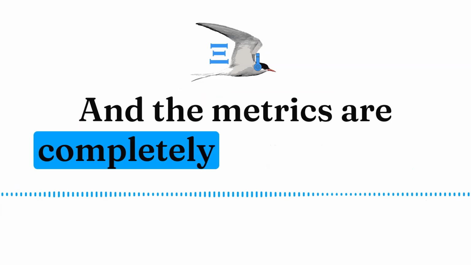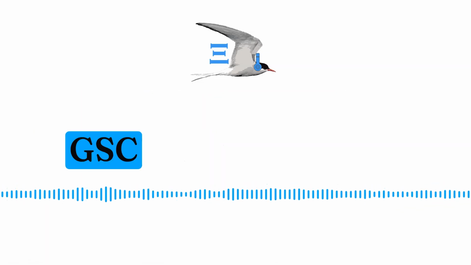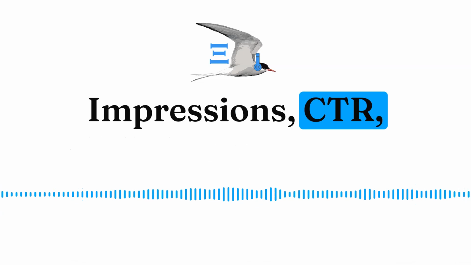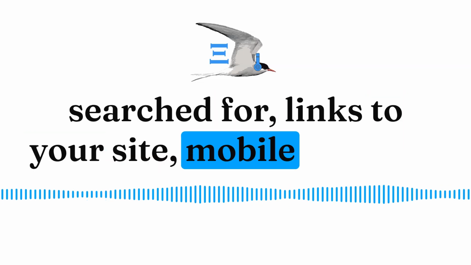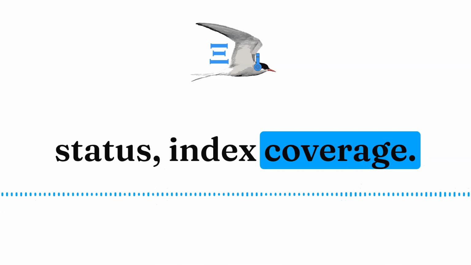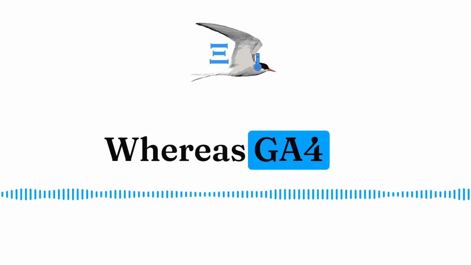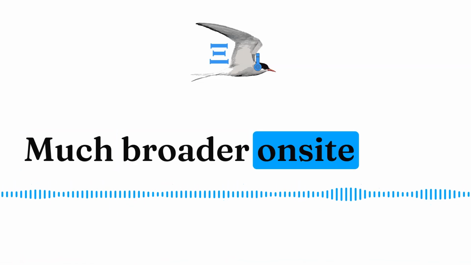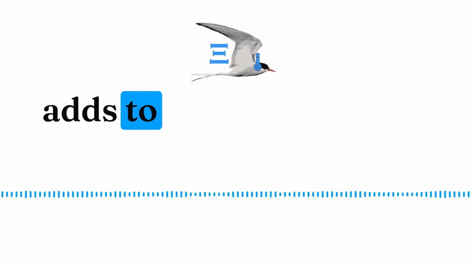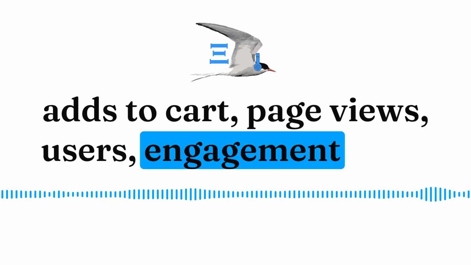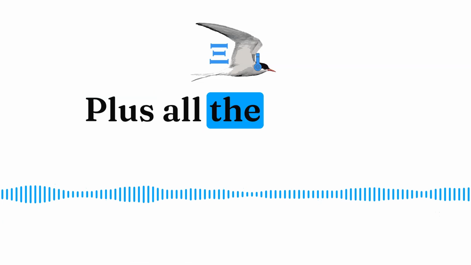And the metrics are completely different too. Night and day. GSC gives you clicks, impressions, CTR, position, queries people searched for, links to your site, mobile usability status, index coverage, all search engine focused. Whereas GA4 is much broader on-site stuff. Conversions like purchases, events, clicks, scrolls, adds to cart, page views, users, engagement time, bounce rate, revenue, plus all the custom stuff you can set up.